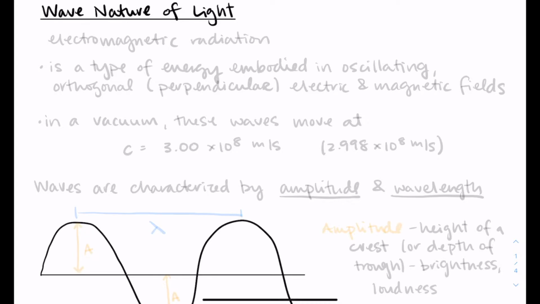Where we will begin is by looking at the wave nature of light, or if you want to use the appropriate scientific term, electromagnetic radiation. So, light or electromagnetic radiation is a type of energy that's embodied in oscillating, orthogonal, electric, and magnetic fields.